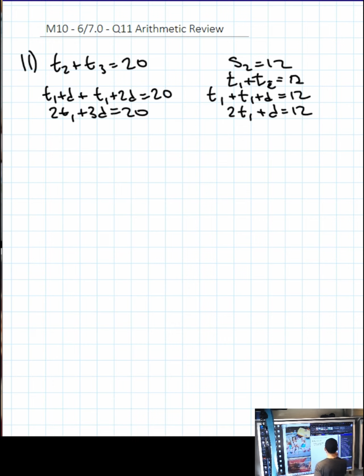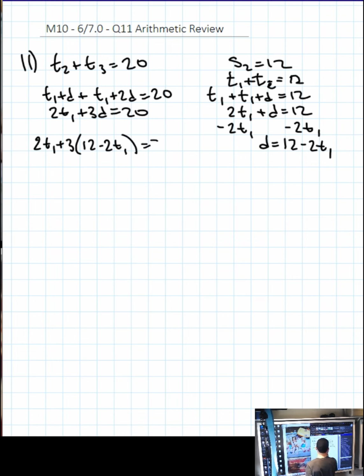Let's isolate for D in the equation on the left, or you know what? Let's eliminate. You may or may not have learned how to eliminate yet. You know what? Let's do both. So in the equation on the right, I'm going to subtract 2T1 from both sides. Therefore, D equals 12 minus 2T1. I can then take that and put it in for D in the other equation. 2T1 plus 3 open bracket, 12 minus 2T1 equals 20. Clean it up. 2T1 plus 36 minus 6T1 equals 20.